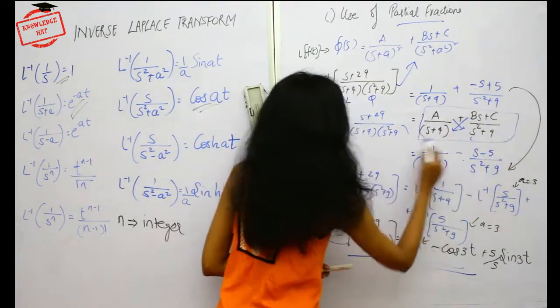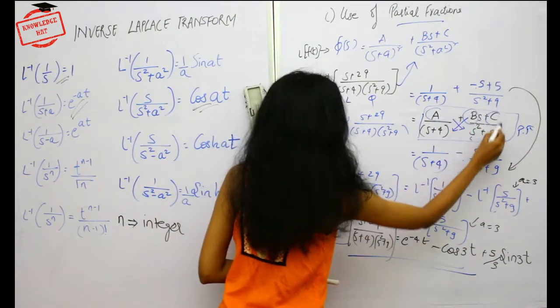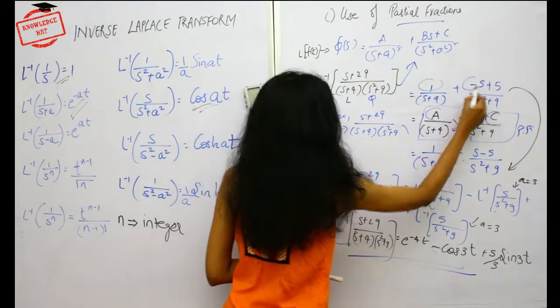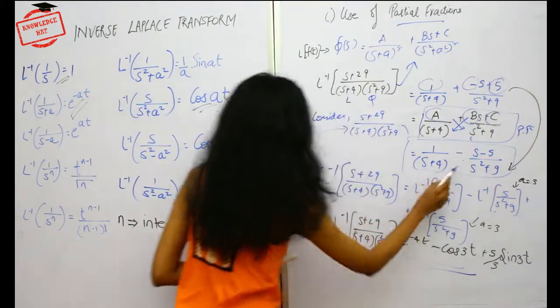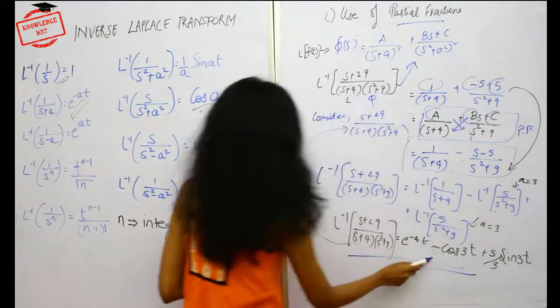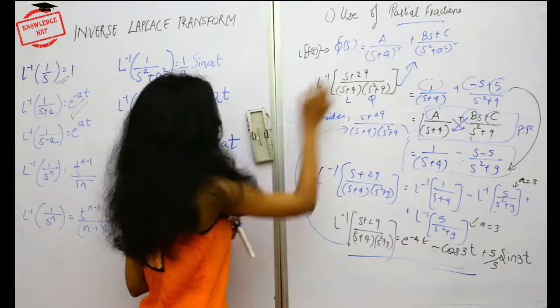We expressed it in terms of partial fractions, and we got the values of A, B and C as 1, -1 and 5, right? After that, this came into standard form. We use standard formulae to obtain the final answer, okay? So this is the way you will solve sums based on partial fractions.